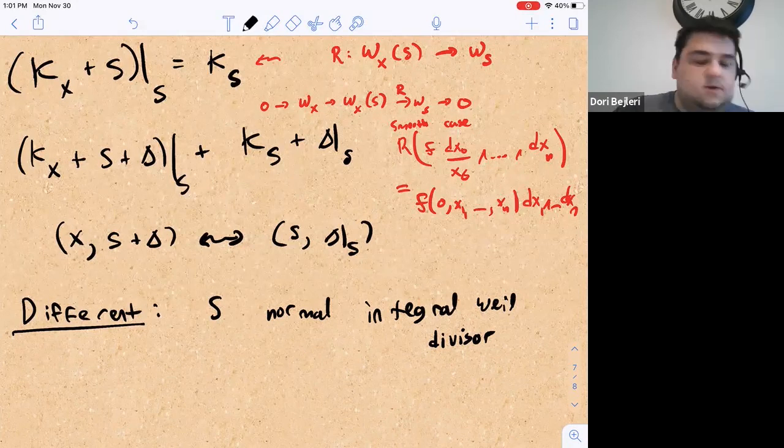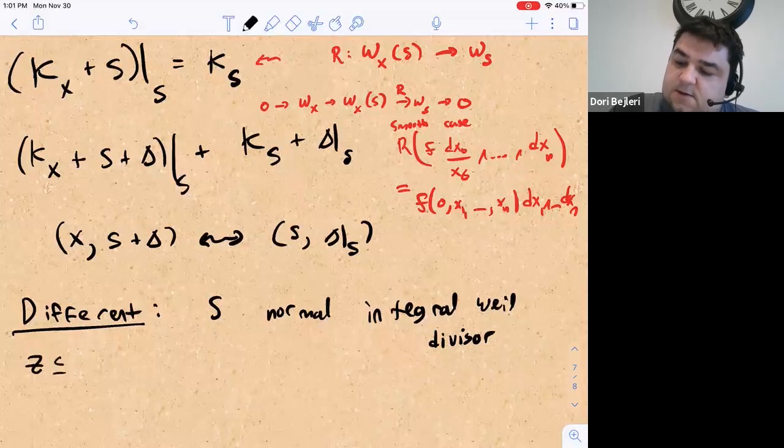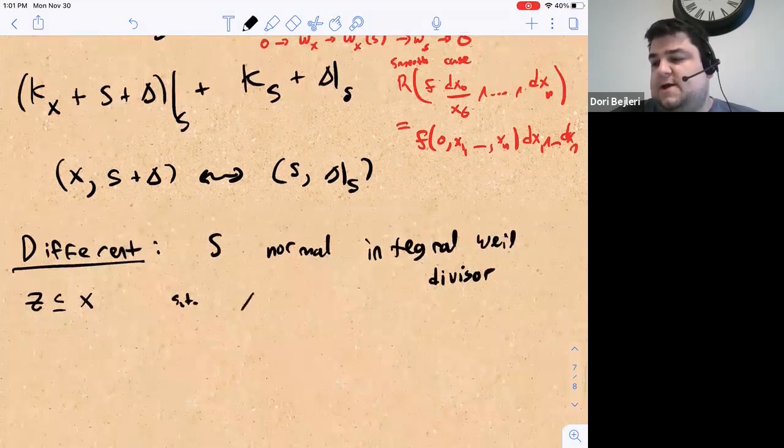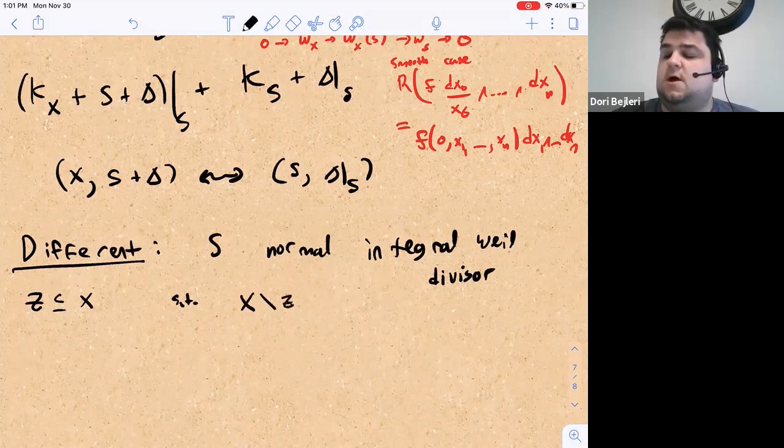And now, since we have this pair, we have this X that's normal, we have this S sitting inside of it that's normal, then we can find some Z in X, some subset, such that X minus Z is, say, smooth, and that S minus Z is Cartier. So we can find some Z so that this is smooth and this is Cartier.